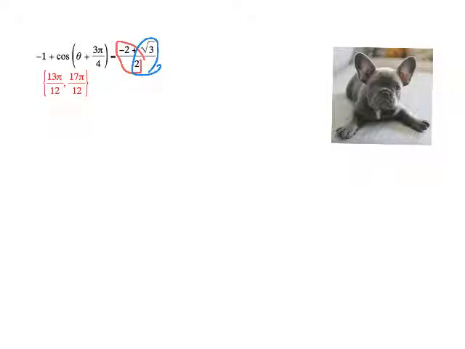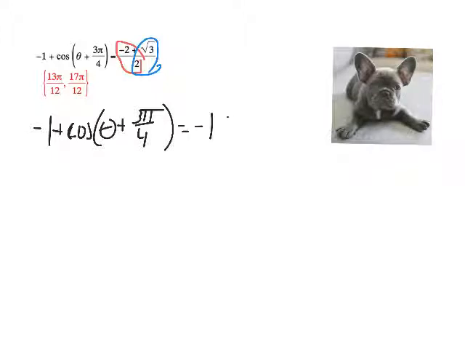So the equation is actually a negative 1 plus cosine of this stuff, right? Theta plus 3 pi over 4 equals the negative 2 over 2, which is just a negative 1, plus a radical 3 over 2. The negative ones, you would add 1 to both sides, so technically they're going to go away, and yes, we should show that, but remember, it's kind of silly because we know what's going on.